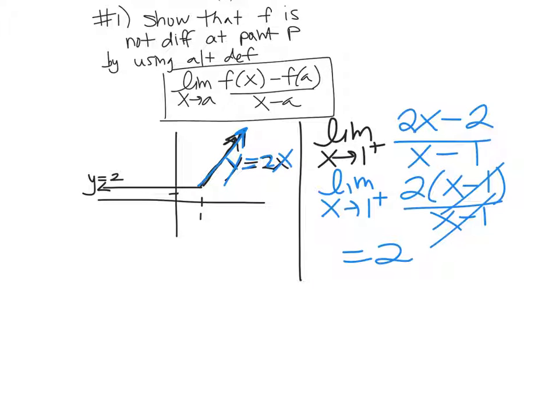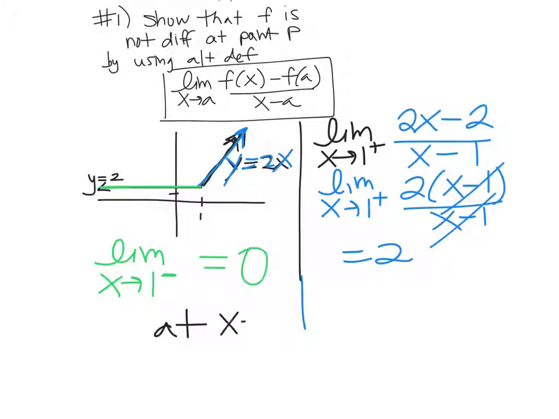Okay, I'm not going to make you do the alternate definition on the left-hand side. If we're going to do the left-hand side and we take the limit as x goes to 1 from the left, what is this going to be? 0, because it's the slope. So the slope on this side is 0, the slope on that side is 2. We can say that at x equals 1, because these were not equal, 0 does not equal 2, then it is not differentiable.